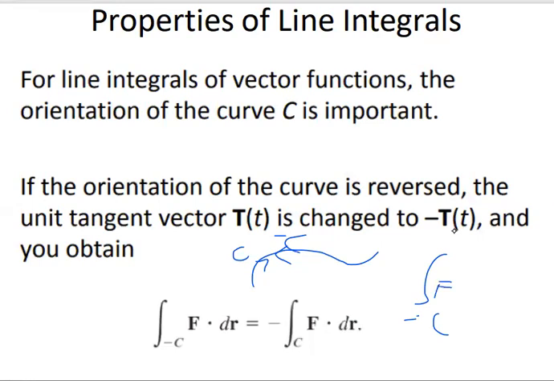So that's why the integral of F dot T ds is equal to minus this one here. When your orientation is reversed, don't forget to first compute the line integral of the vector field along C, then put the minus sign.